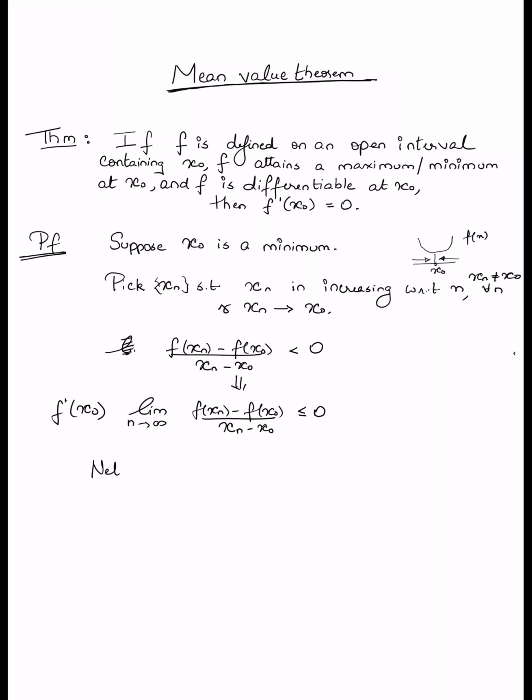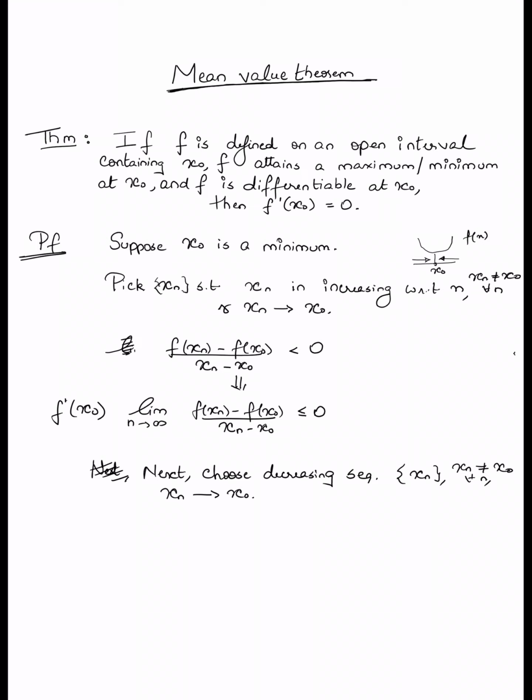So next, choose a decreasing sequence xn such that again xn is not equal to x naught for all n, and xn converges to x naught.